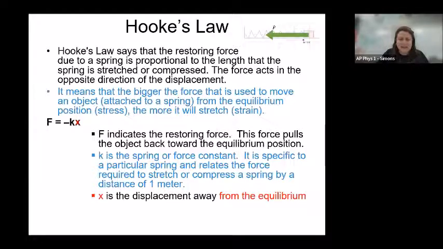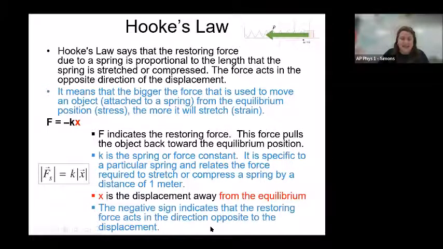Now, X is special. And I have it in red here because X, when we're talking about kinematics in physics, is just your position. When we're talking about Hooke's law, however, X has a very specific definition, and it's the displacement from equilibrium. It's not from any other point, but from the equilibrium position.